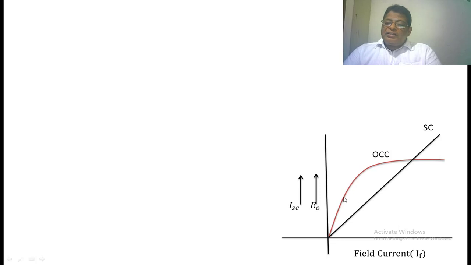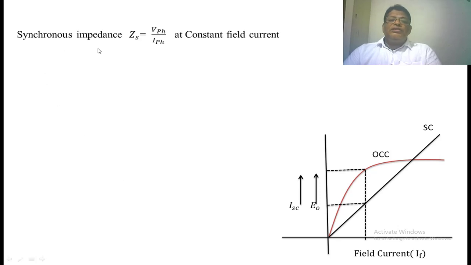In the linear region, for one particular value of the field current, you find the open circuit voltage and short circuit current. Now the synchronous impedance is defined as ZS equal to open circuit voltage by short circuit current at a constant field current. So from this graph you get the voltage as well as the current, and you take those values here. You get the synchronous impedance.